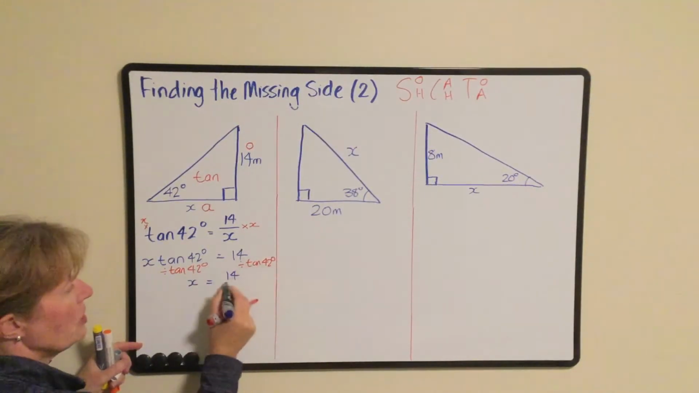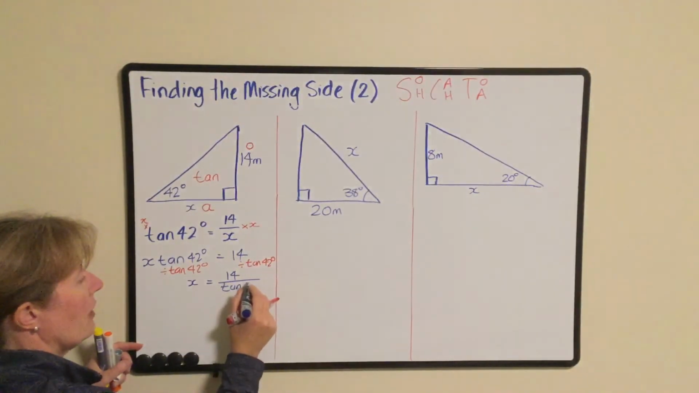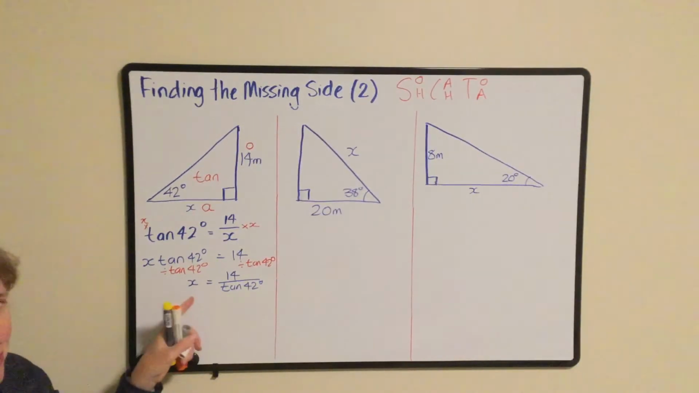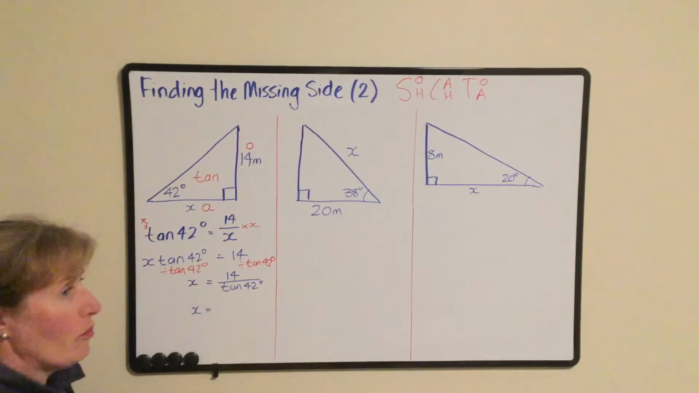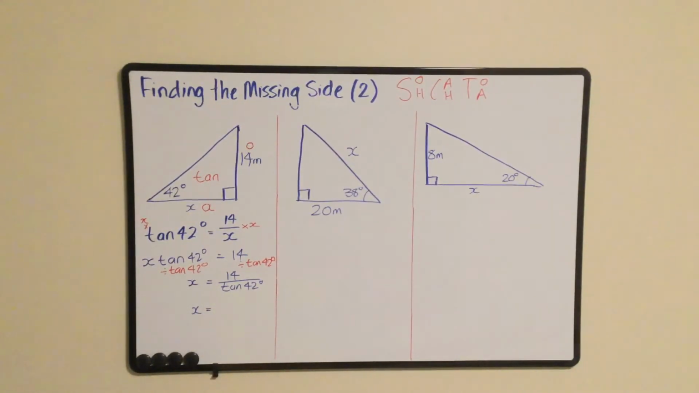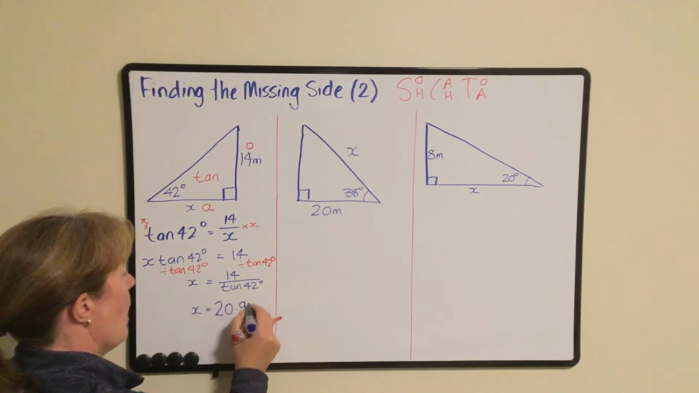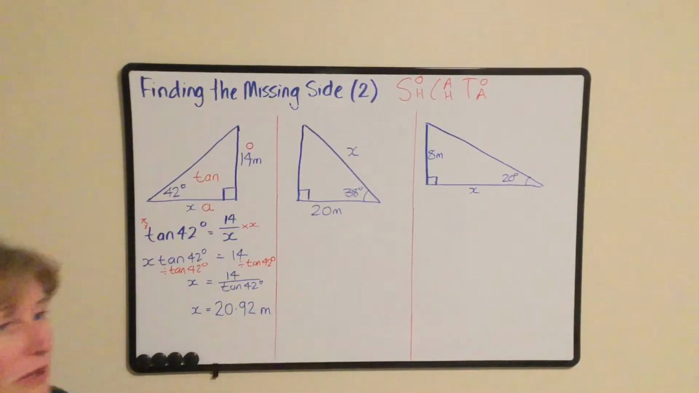Now remember, division is just like doing a fraction, so I'm going to write it like this, over tan of 42 degrees. Now I know what to put in my calculator, so I'm going to put that into the calculator. You might pause and do it on your calculator. And I end up with 20.92, and this question was in metres, so the missing side is 20.92 metres.